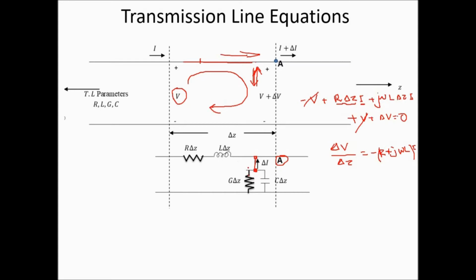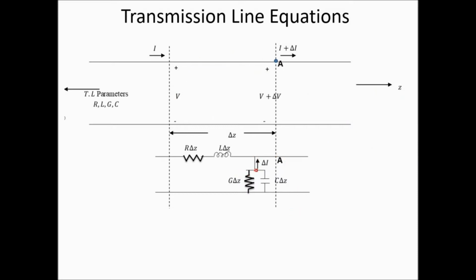So if you write KCL at this point, you see the current here and current here will be the delta I. So delta I, let us apply KCL at this point. So assuming the current in this branch is outgoing, here also outgoing, and the voltage at this point is V plus delta V, and here it is grounded. So now we can write the node current equation here.